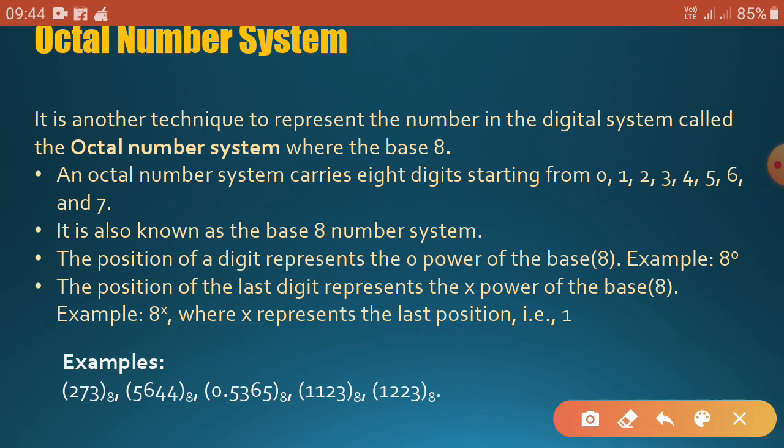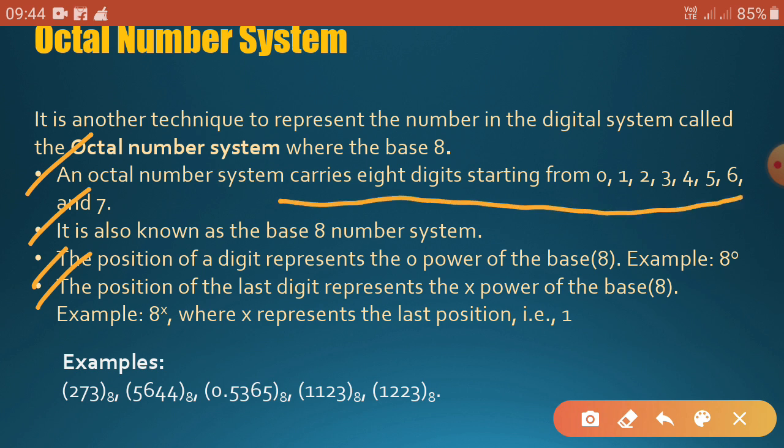So here all the points are given below. Look, the octal number system carries 8 digits starting from 0, 1, 2, 3, 4, 5, 6 and 7. It is also known as the base 8 number system as the base is 8.